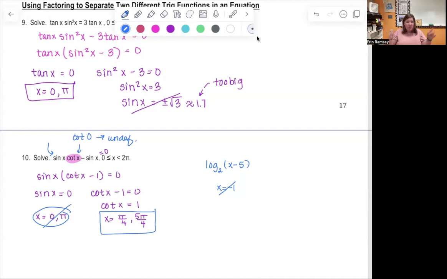The GCF factoring is not the difficult part of these. It's when those functions that have undefined values show up and you need to check for extraneous solutions.